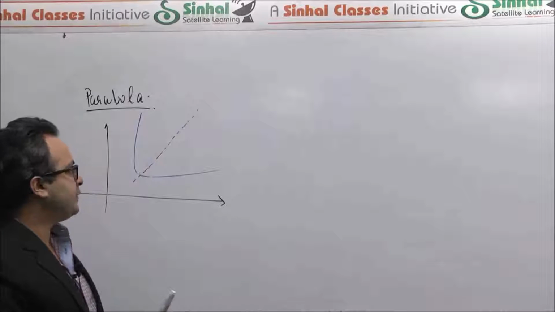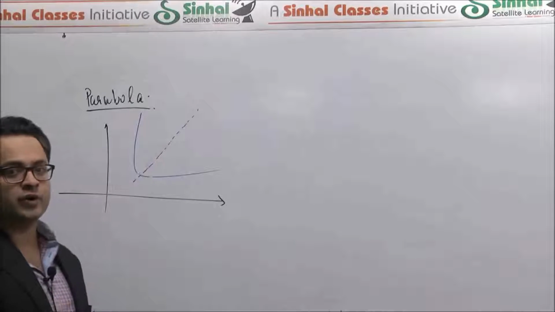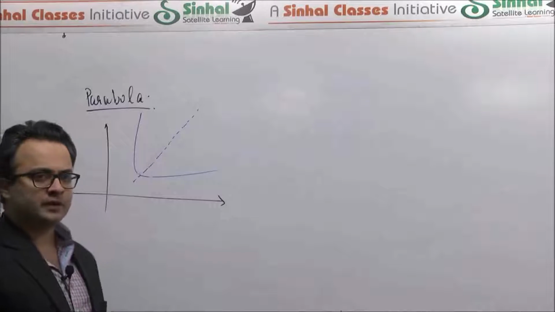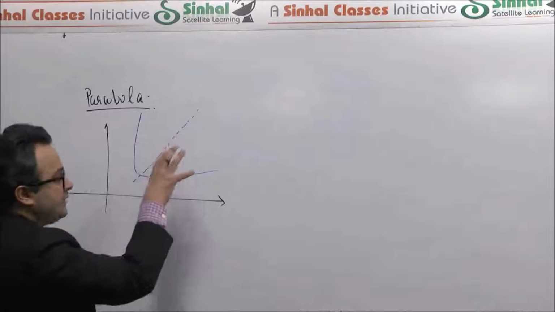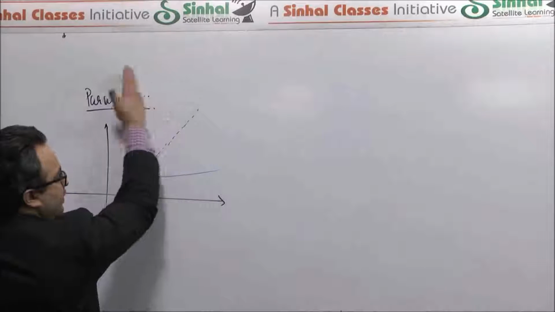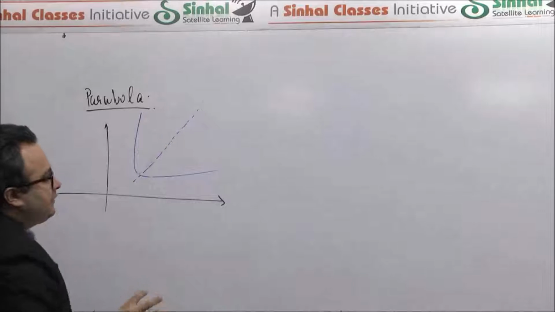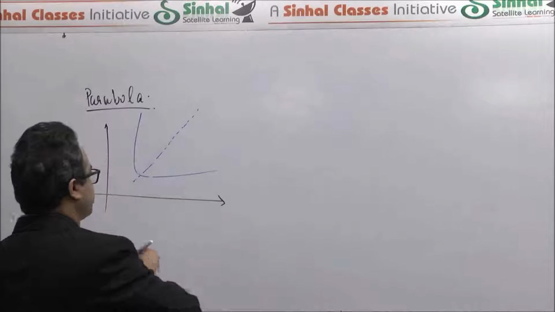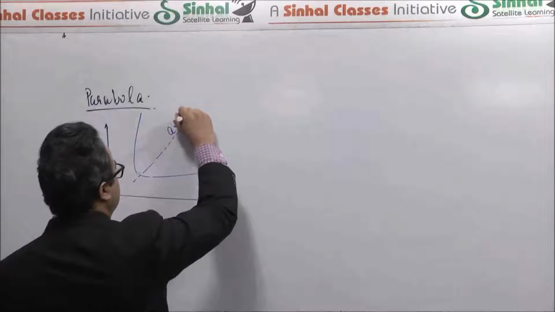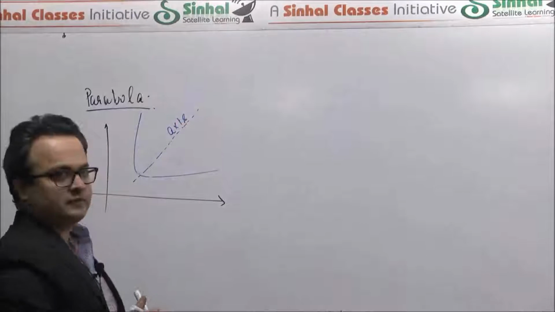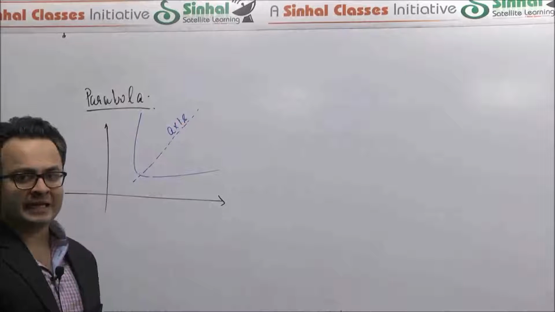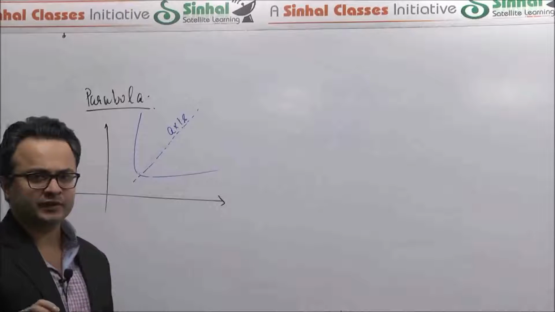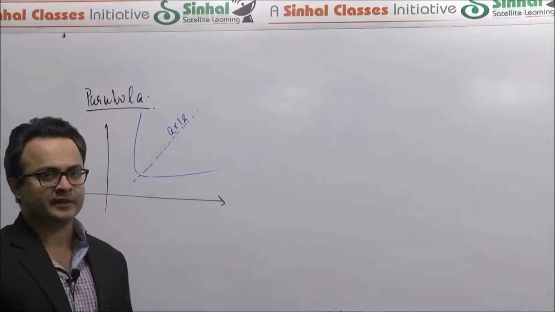An example of a curve which is not open, a closed curve, is a circle or an ellipse. But a parabola is an open curve, which means it will keep expanding on both sides. And for every parabola, there's always a line of symmetry, which we refer to as the axis of the parabola. So every parabola will have a line about which the parabola is symmetric, and that line is called the axis of the parabola. That is one important term that you need to remember.